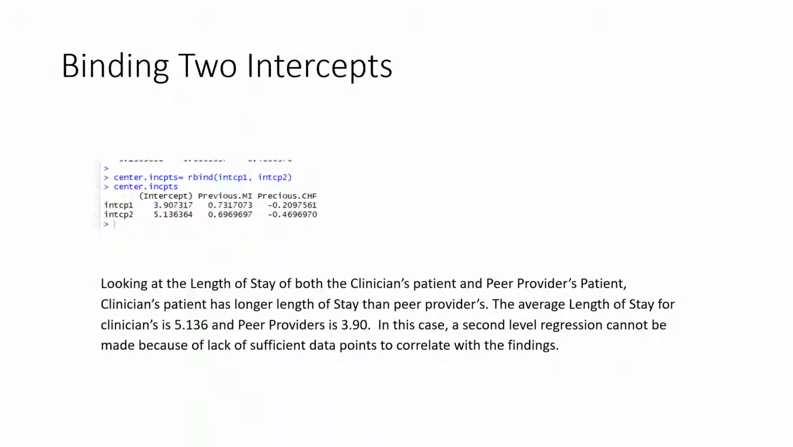Looking at the length of stay of both clinician patients and peer provider patients, we can see that clinician patients have a longer length of stay, which is 5.13, than peer providers. Peer providers have 3.90. It's not very significant, but still we can see that clinician patients have a longer length of stay. In this case, we cannot do second level regression because of lack of sufficient data points to correlate with the findings.